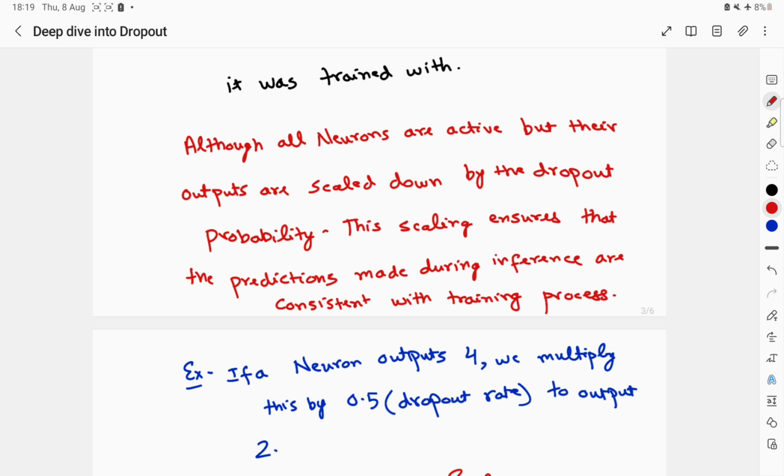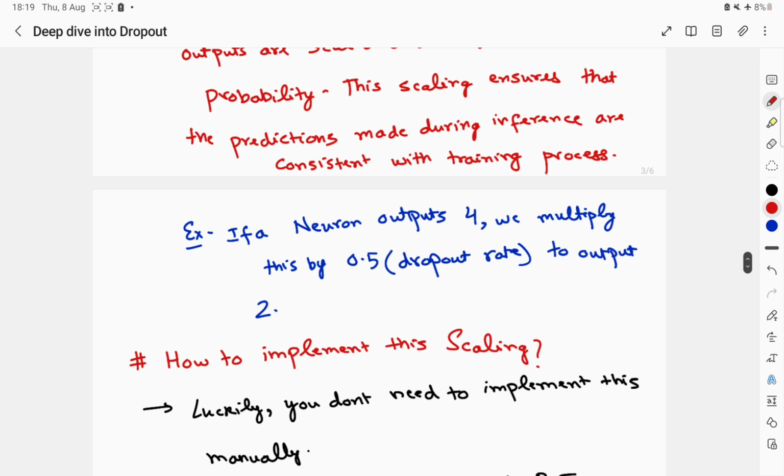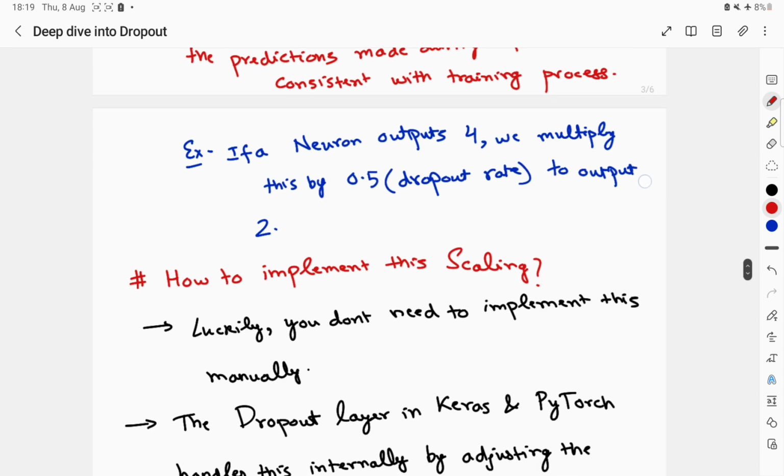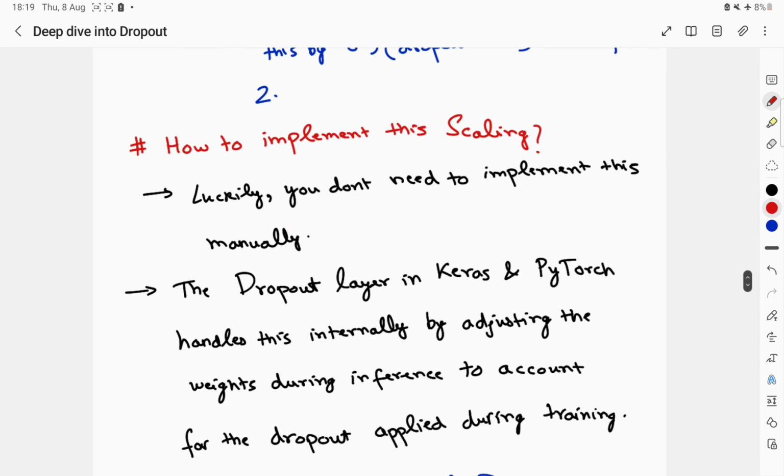So for example, if you have a neuron which outputs say 4, and how does this 4 come? It's pretty elementary. You apply an activation function to the linear combination of your weights after adding a bias. That's how the neural network works, right? And say the output of a particular neuron is 4, and say for example that your dropout rate was 0.5, then you multiply this 4 with 0.5 to end up with 2, and that's how the scaling is done.